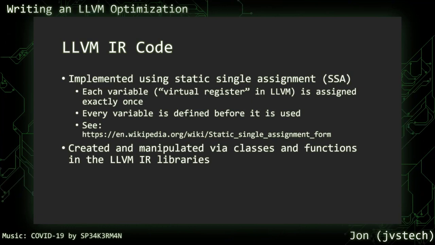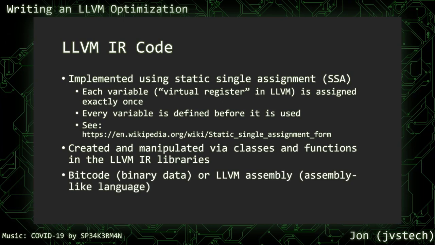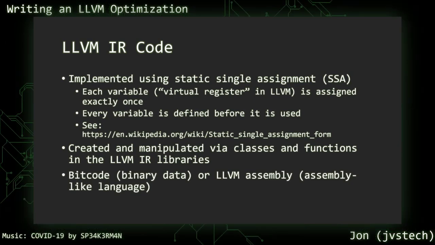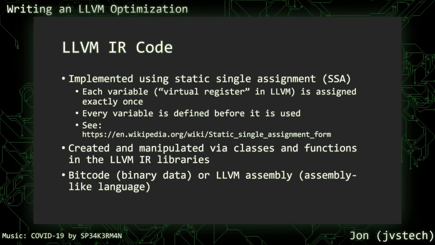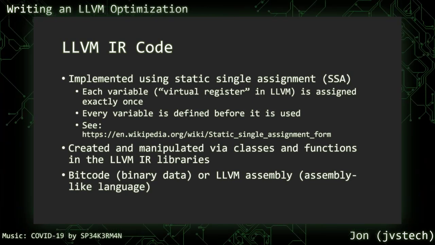IR itself is stored in memory as values contained in classes in the LLVM IR library, which we'll be getting into later. As files, IR is stored as bitcode, which is simply a serialized binary data format which can be marshaled to and from LLVM IR library classes. For us humans, it can also be stored as text, which looks like something between high-level source and assembly.